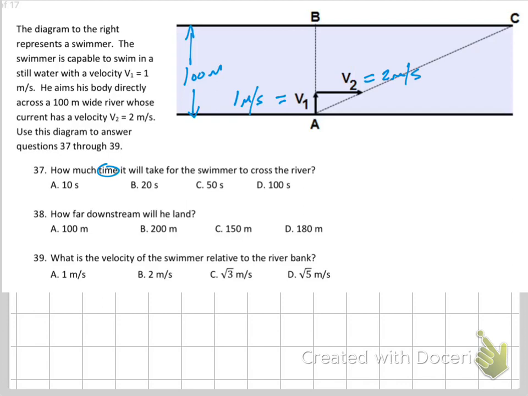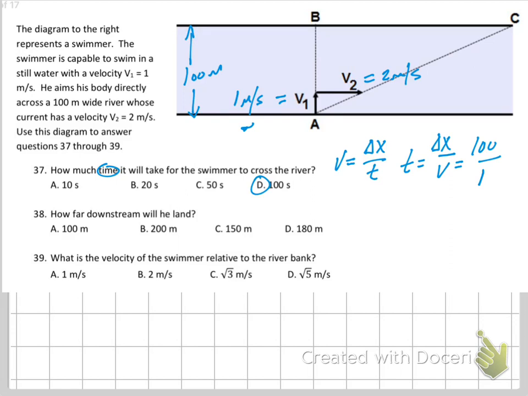So we have velocity, we have distance, and we're looking for time. If velocity equals a change in distance over time, then time equals a change in distance over velocity, and the distance is 100 meters over a velocity in the direction that we're traveling of 1 meter per second. So the time would be 100 seconds.